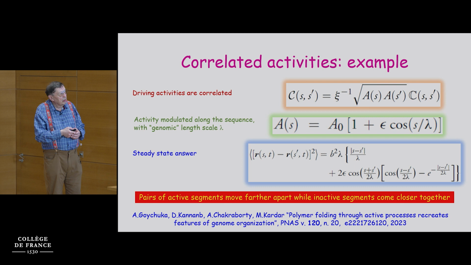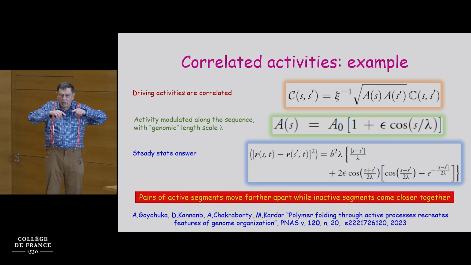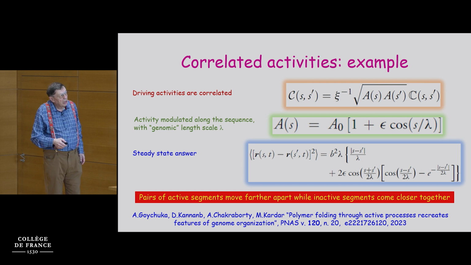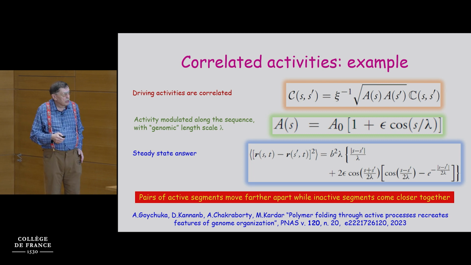So what happens if you do have correlations? If you do have correlations, here is the example which they consider, where this function, which measures the driving activity at the point S, is modulated along the sequence. S is the coordinate along the sequence. It is modulated every distance lambda: above average, below average, above average, below average, and so on.